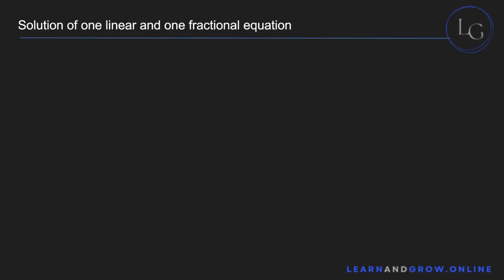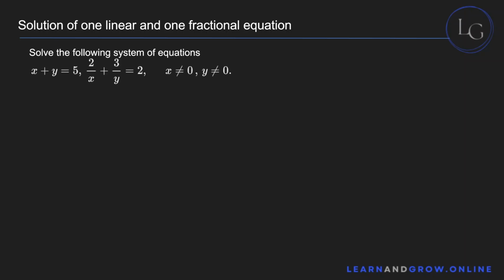Now, let's find the solution of one linear and one fractional equation. So like last time, we have a system of equations in two variables, but over here we have one linear equation and one fractional equation. Before this, we had one linear equation and one quadratic equation. So basically, this is your linear equation and this is your fractional equation.